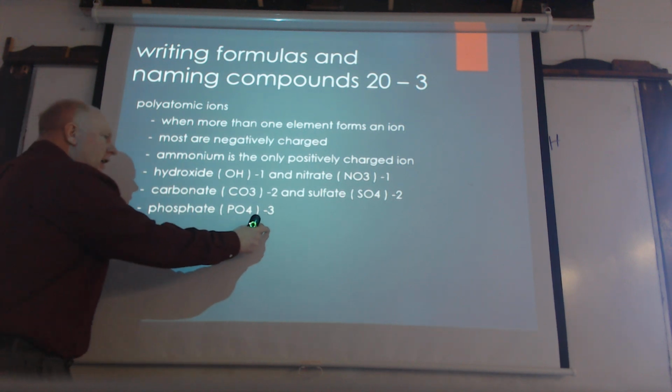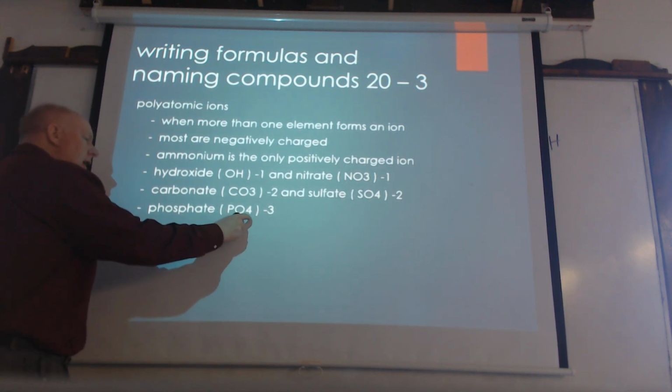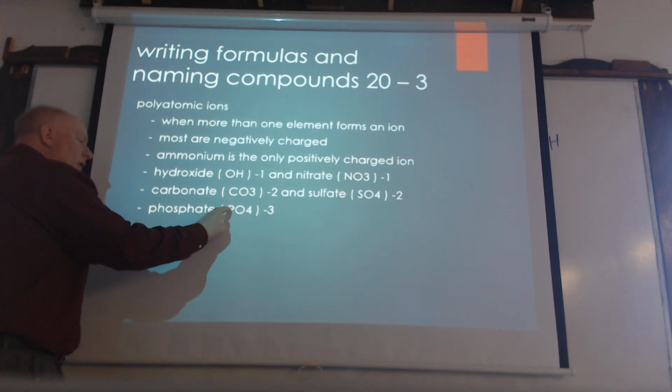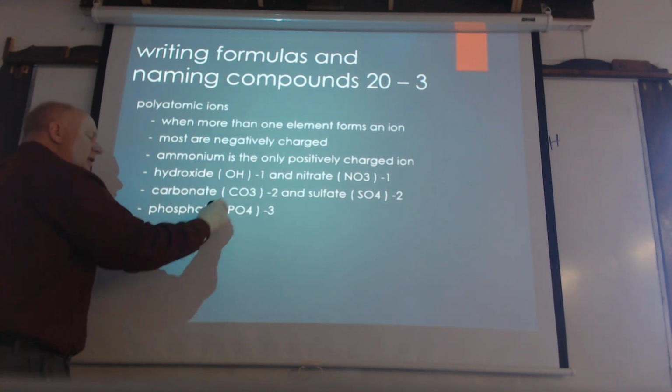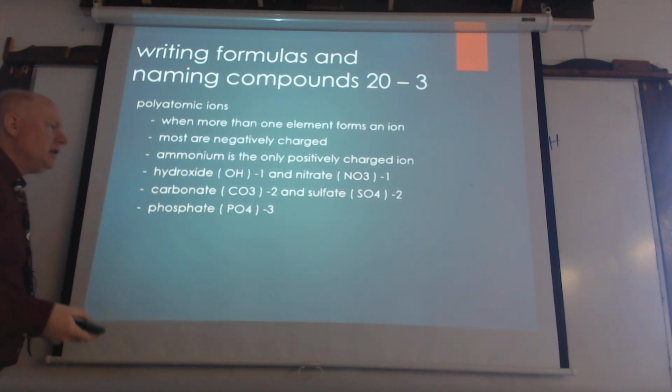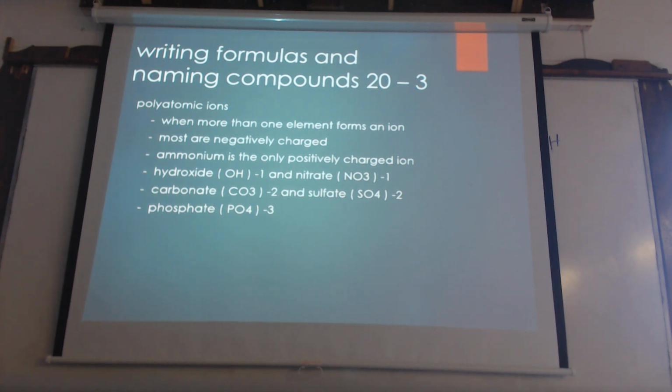Then what about phosphate? It's got 4 oxygens and 1 phosphorus. But together, when more than one element forms an ion, that's what this is illustrating, and it forms a -3 charge. Okay?